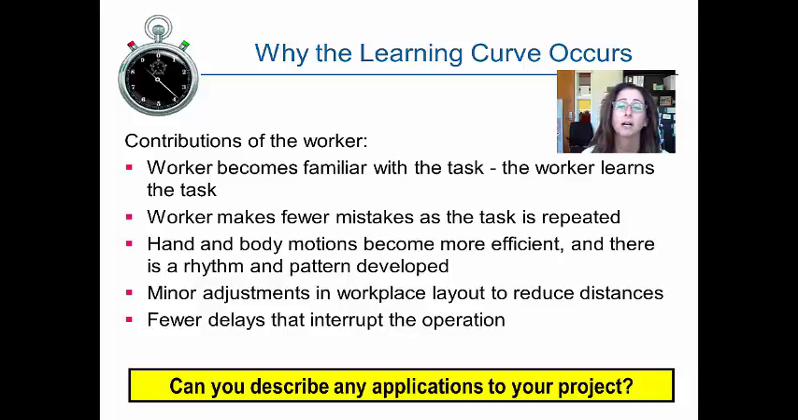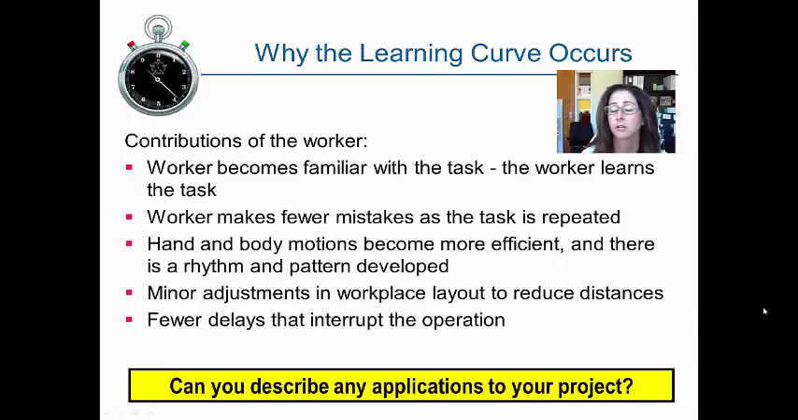calculate the learning curve of the flashlight assembly. And I'm willing to bet that most, if not all of you, saw a reduction in time from the first flashlight you assembled to the 10th flashlight you assembled, because you set up the workstation better, you got used to the size and the shape of the parts and putting them together. So you developed that rhythm and became more efficient. And that kind of relates to the second bullet here.